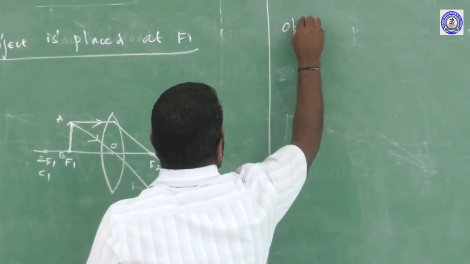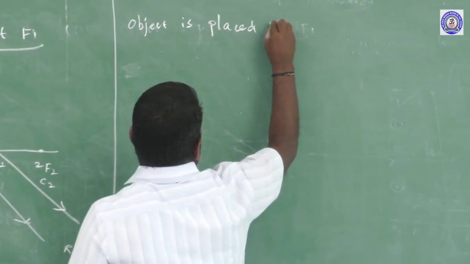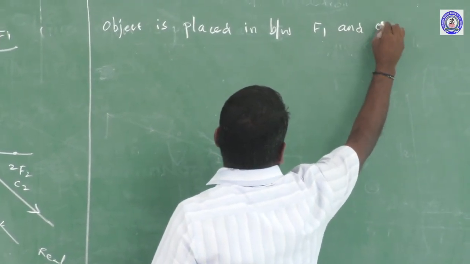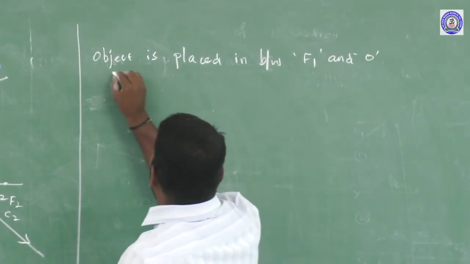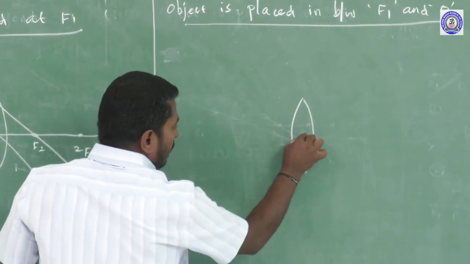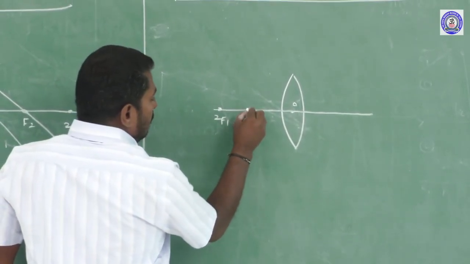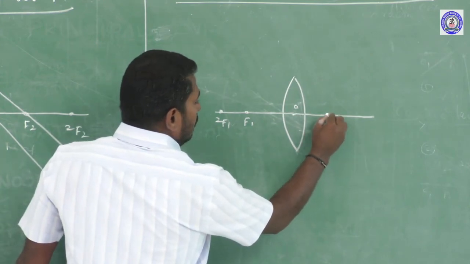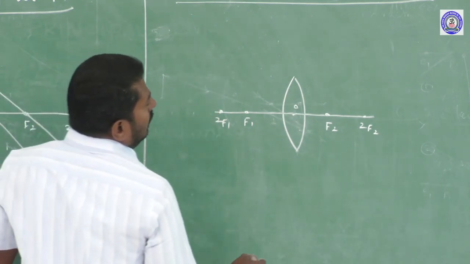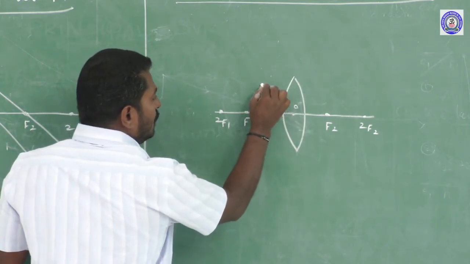Next question. The object is placed in between the F1 point and the optic center. So let us consider a convex lens, optic center O, principal axis, F1 point, and F2 point. Now, the object is placed in between the focal point F1 and the optic center.